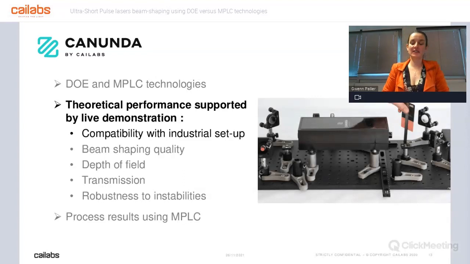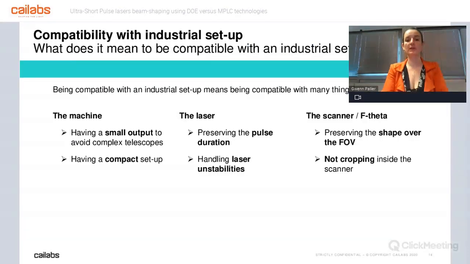And now we are starting the most exciting part of the webinar, the performance demonstration. So we will start with the compatibility with an industrial setup. What does it mean first, being compatible with an industrial setup? It means many things for us at Skylabs. It means being compatible with the scanner and the f-theta.